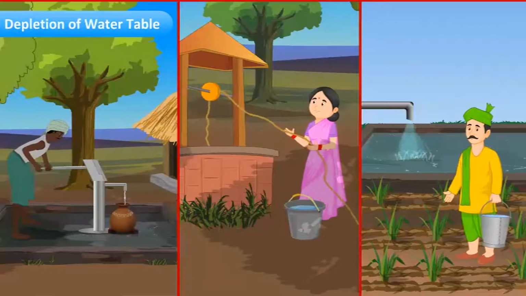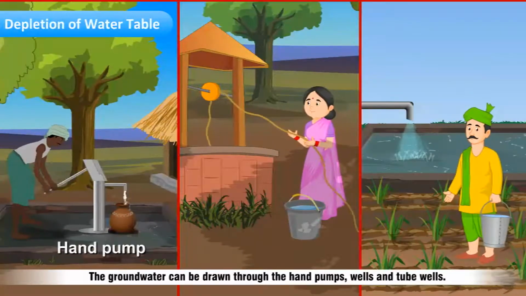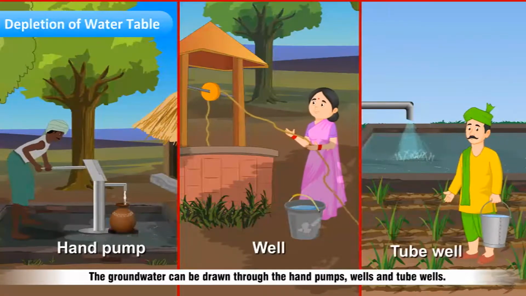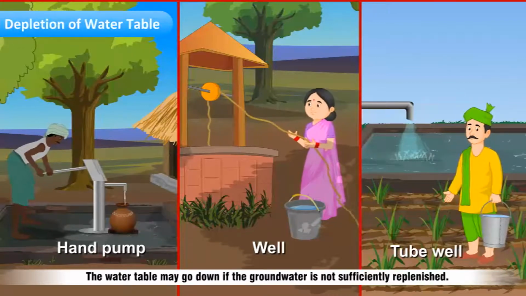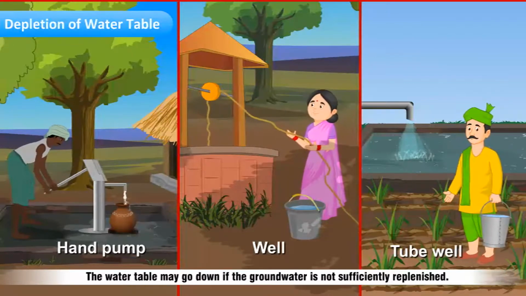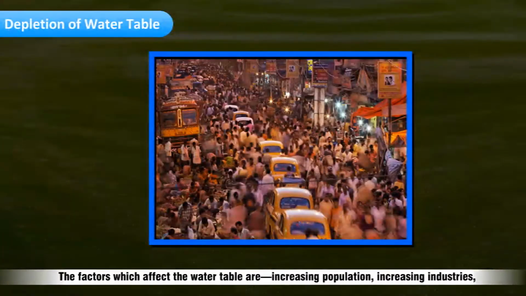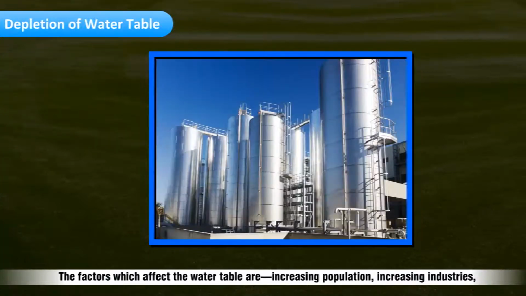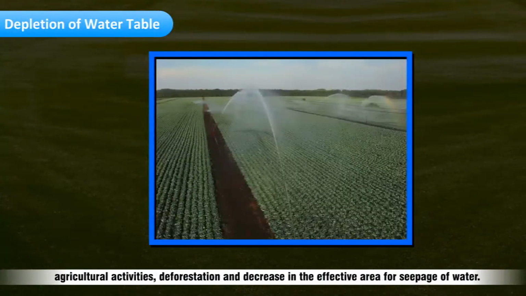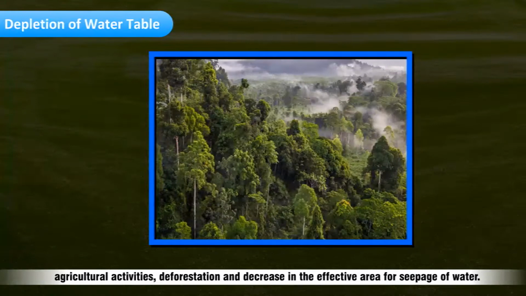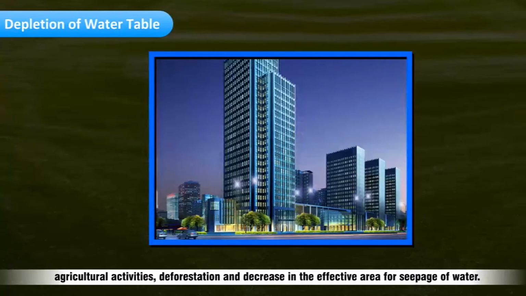Depletion of water table. The groundwater can be drawn through the hand pumps, wells, and tube wells. The water table may go down if the groundwater is not sufficiently replenished. The factors which affect the water table are increasing population, increasing industries, agricultural activities, deforestation, and decrease in the effective area for seepage of water.